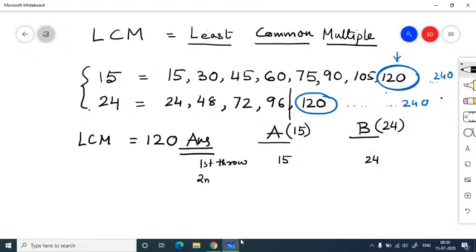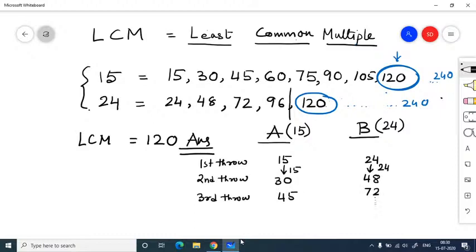Again in the second throw, A will again throw 15, but in the bucket how many will be there? 30. B will throw 24 marbles. Now in the bucket you will have 48 marbles. So after the third throw, A's bucket will have 45 marbles and B's bucket will have 72 marbles.